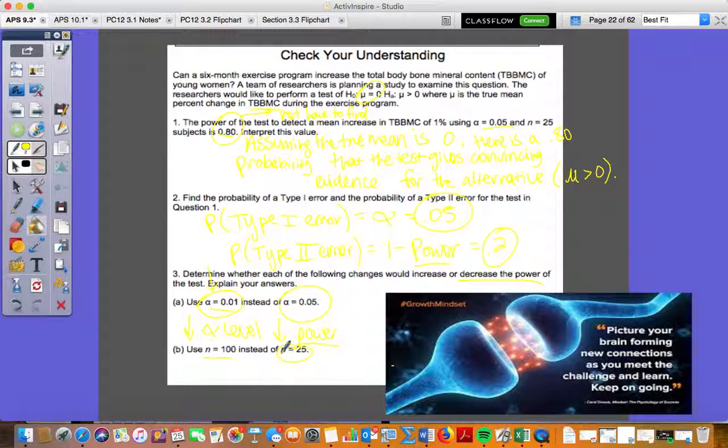Power would increase, right? I would have more evidence, would I not? More evidence. So I would say this: as sample size increases, which was just little n, we would also increase power. Okay?